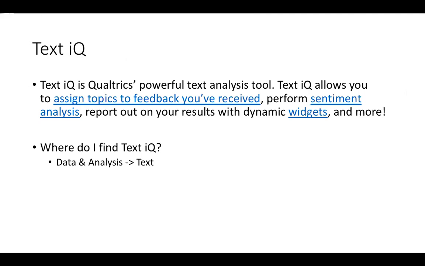Qualtrics TextIQ is, as I mentioned, the text analysis tool. It lets you assign topics to the feedback you receive so that you can categorize all of the answers you get and group them together. You can perform sentiment analysis, which is a cool thing that measures if the response is positive, negative, neutral, or mixed. And we're going to dig into that later, but it's cool. And then you can pull out results with these dynamic widgets that are built in that help you visualize the answers you get.